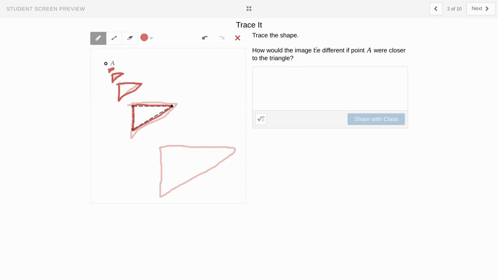So how would the image be different if point A were closer to the triangle? Well, if I go further away, my triangle gets further away. So we'll go over that question here afterwards.